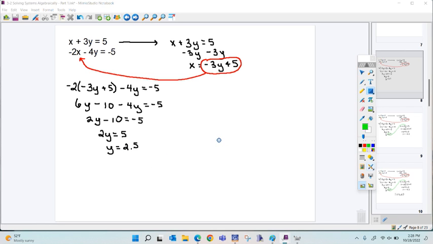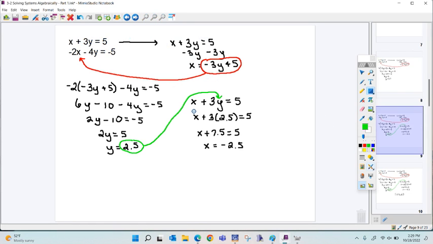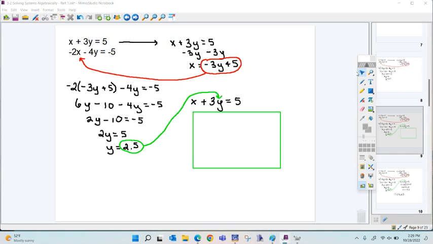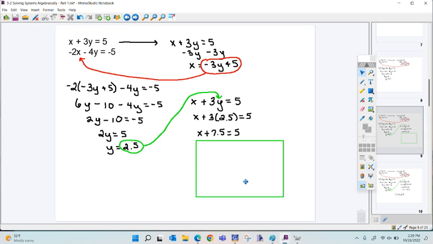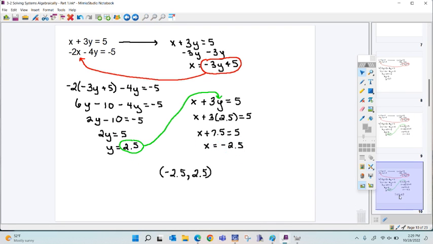So which equation do you think looks easiest? The top one, because x is already by itself. Usually the one that you pick to solve for the variable is the one you want to plug into later anyway because it'll be easier. So 3 times 2.5 gives you 7.5. Then subtract, and we get negative 2.5. And we have an ordered pair now. Our answer is negative 2.5, 2.5.